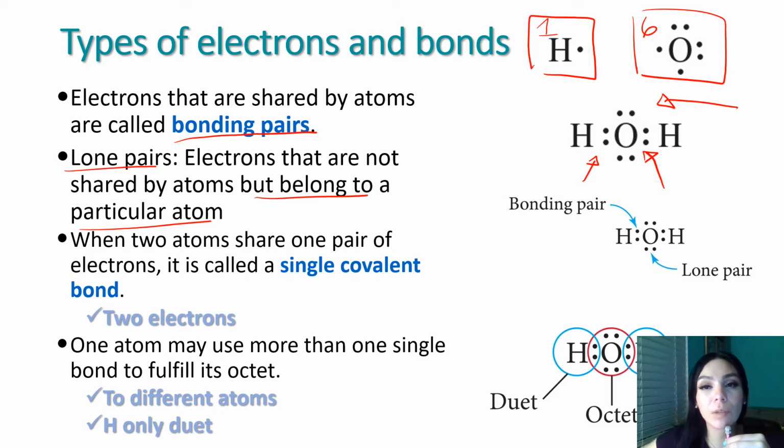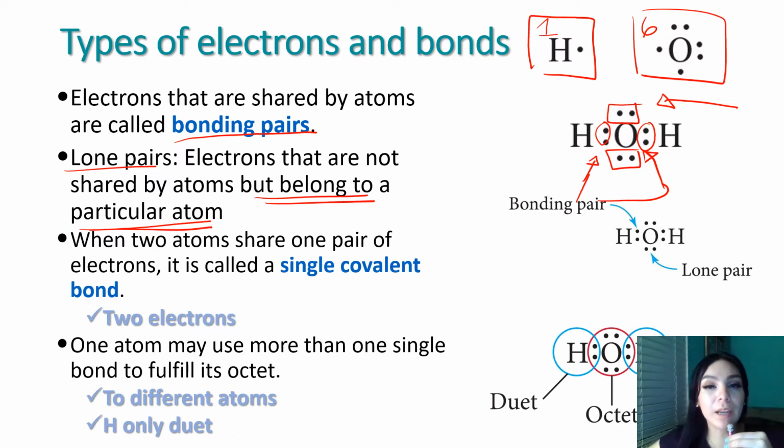So how do we label these? Each of these pairs right here that I actually pointed at are bonding pairs. So these are both bonding pairs right here and right here. And then whatever is left are actually called lone pairs. So this pair right here and this pair right here are lone pairs, and they belong specifically to oxygen. They don't belong to hydrogen.